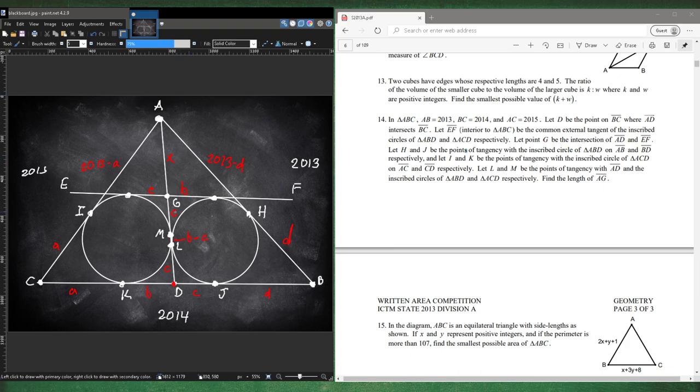And now we have everything. Going back to this point of tangency, which is what we wanted for our goal, now we have 2015 minus A is equal to X plus your C.